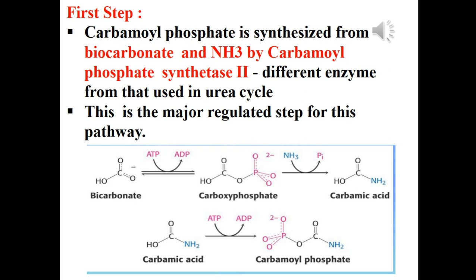This reaction can be represented by the following chemical equation. Bicarbonate, by two steps, with ammonia of course, can be converted to carbamyl phosphate. This reaction needs 2 ATP and is catalyzed by carbamyl phosphate synthetase 2.